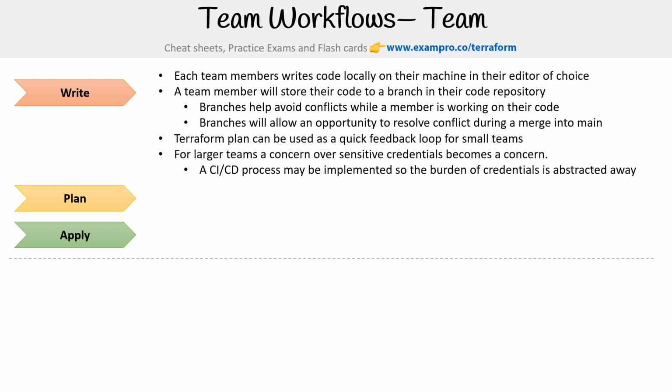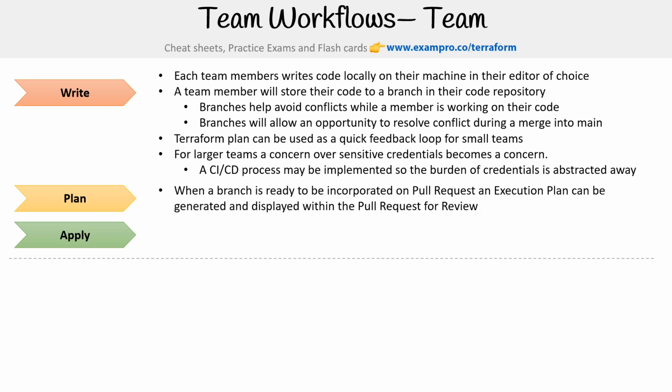And so this is where you may need to introduce a CI/CD process, so that it's going to be in control of the credential. So the idea is that you don't run plan, you just push to your branch and it could run it, or it only happens on pull requests. That's up to your team and how they decide to set it up. When a branch is ready to be incorporated on pull requests, an execution plan can be generated.